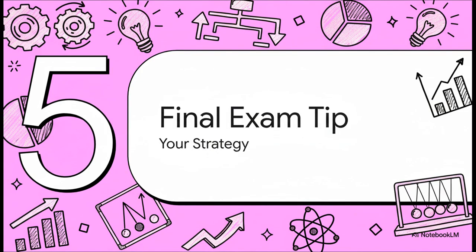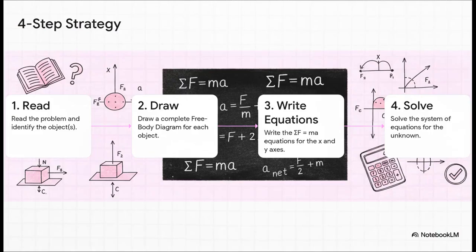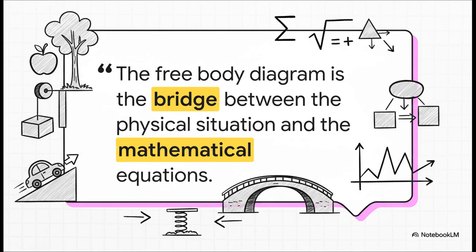Okay, let's bring this all together. I want to give you one final, crystal clear strategy to take with you into that exam room. This is your 4-step plan for every single problem. Memorize it. Burn it into your brain. 1, read. 2, draw the free body diagram. Do not skip this. 3, write your sigma F equals ma equations for your x and y directions. And 4, solve for whatever they're asking for. That's the game plan. I mean, this quote just says it all, doesn't it?